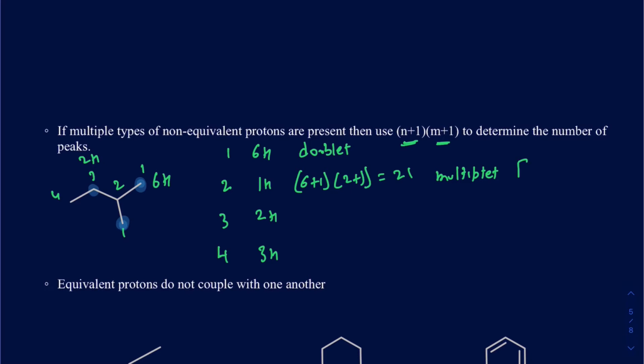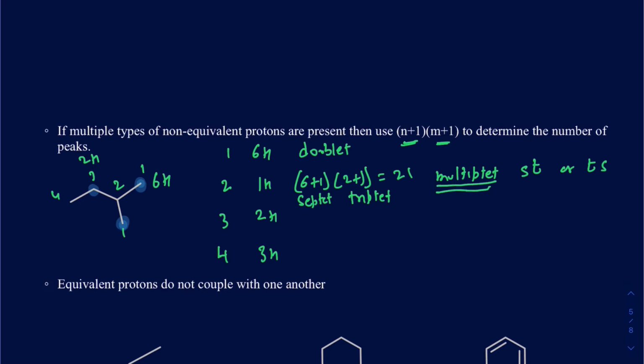Another way of saying it, with respect to the 6 plus 1, that's going to be a septet, and with respect to 2 plus 1, that's going to be a triplet. So I can say this particular signal is either going to be a septet of triplets or a triplet of septets. Now, whether you call it a triplet of septets or a septet of triplets, that's something you may not learn in sophomore organic. That's something you would learn if you take a special topics organic course. But right now, the best way to call this would be a multiplet.